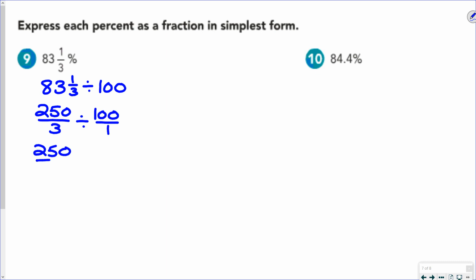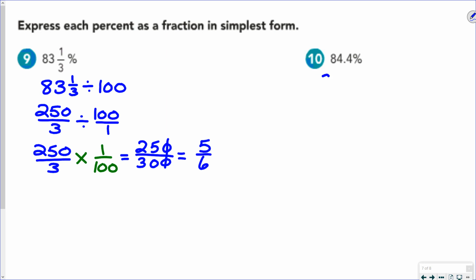Keep, times, turn. We could simplify here. We can simplify at the end. Either way, it's fine. 250 over 300. They both end in 0, so we can cross those off. 25 and 30 are both multiples of 5, so we divide by 5 to get 5/6.